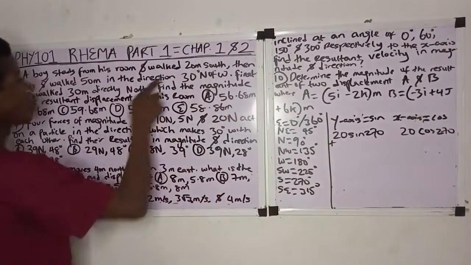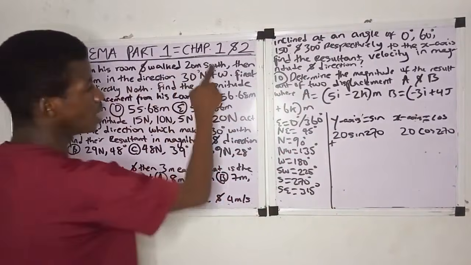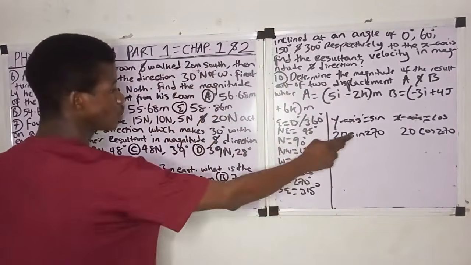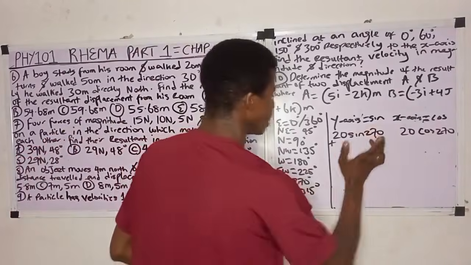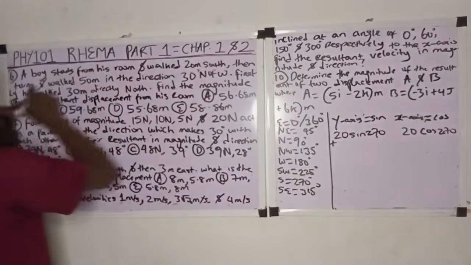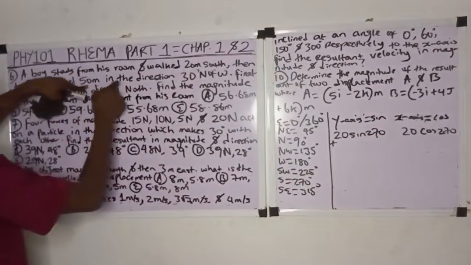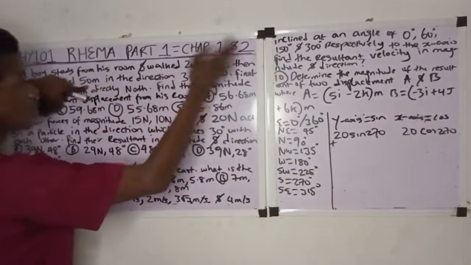Let's continue. The boy walked 20 meters south. Do you know why I put this? Remember, south is what? The angle. So you put 20, then sine. The angle is what? South is 270 degrees, right? Yes. So let's continue.